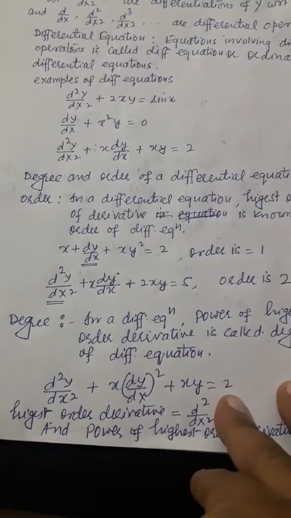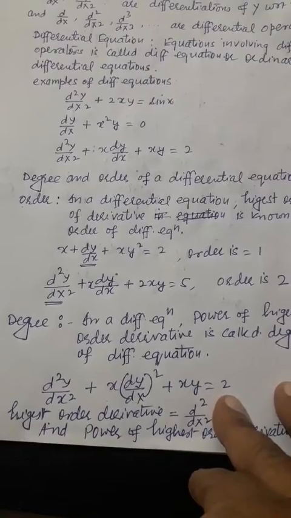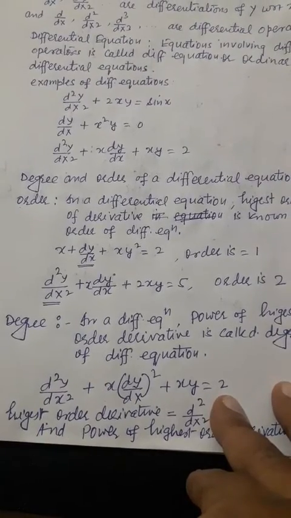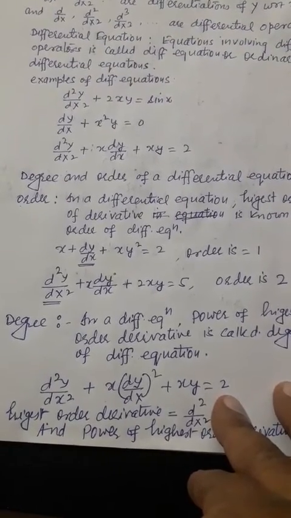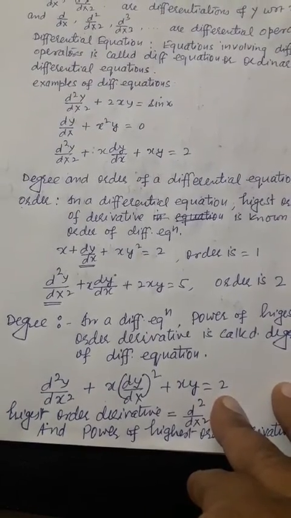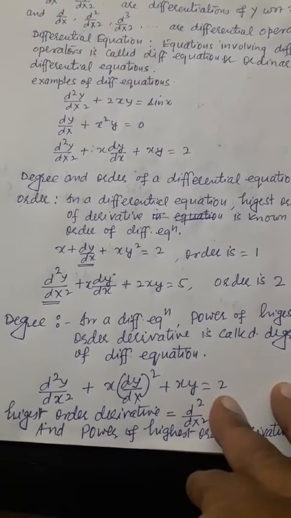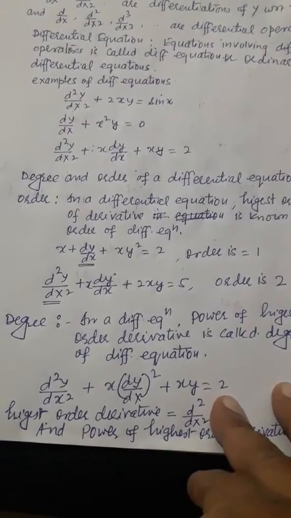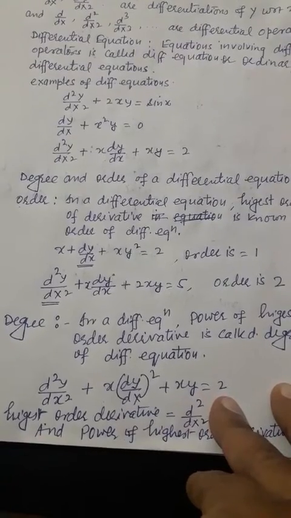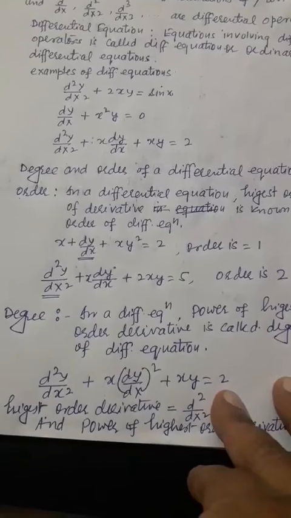Second, d2y upon dx square plus x dy by dx plus 2xy is equal to 5. Here the differential operator d by dx is first order, d2 upon dx square is second order. So the highest order is 2. So we can say 2 is the order of the differential equation.